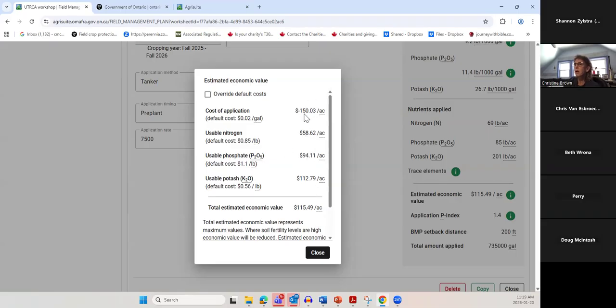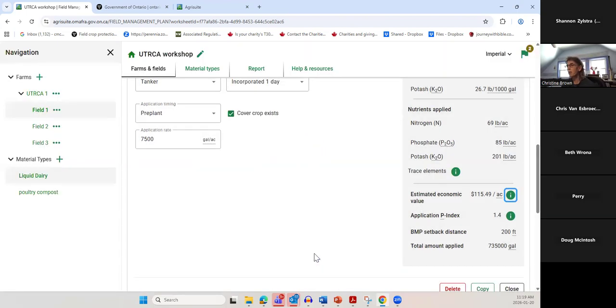So after the application cost, it's basically worth about $115 per acre NPK equivalent. That doesn't account for the organic matter. It doesn't account for the micronutrients. So if I'm buying manure from my neighbor and I want to pay NPK equivalent, I'm getting the organic matter and the micronutrients gratis.